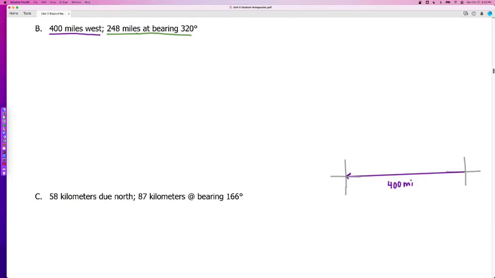Now let's talk about that. Measuring from true north again, going clockwise, 320 degrees is going to be up here in the second quadrant. We're going to be 40 degrees shy of a full circle. So I'm going to draw that second vector now. Make it a little bit shorter than the first. Bearing of 320 degrees, goes just a little bit past halfway. There we go. Okay. And that is 248 miles.